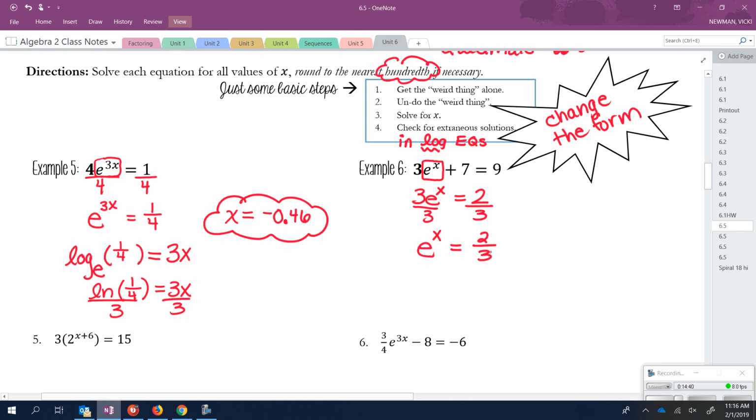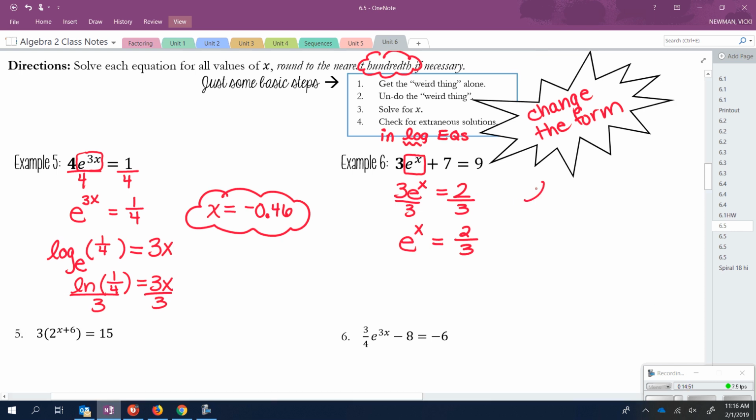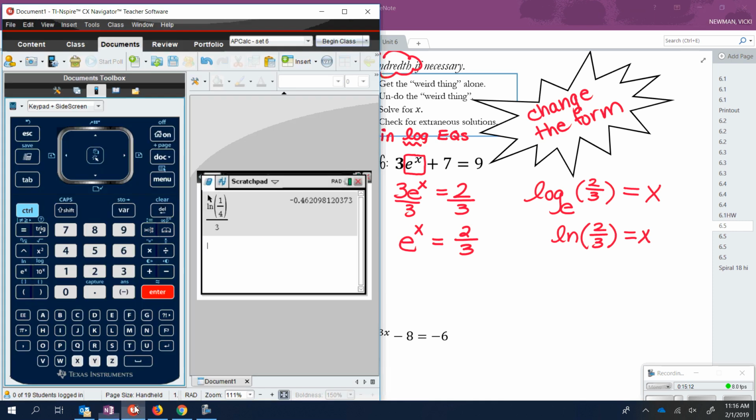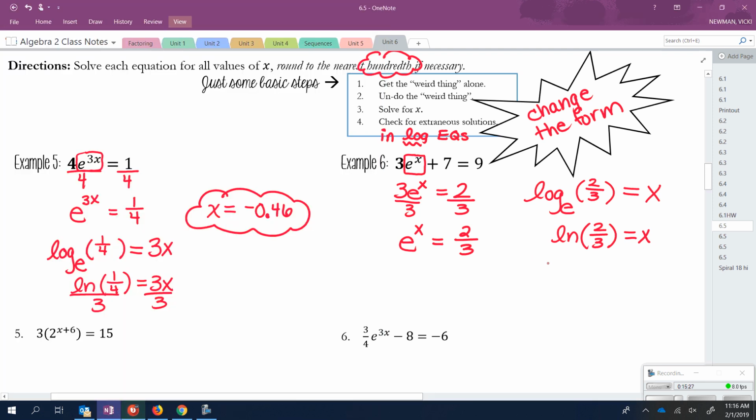Well, there's an x in the exponent, and the only way to bring down that exponent is to use a logarithm. So we have to change the form. It becomes log with a base of e of something equals the exponent. In the parentheses is the 2/3. Log base e is really natural log of 2/3 is equal to x. So let's see what the calculator has to say about that. Natural log of 2/3 is negative 0.405. The hundredth is 2 places. I'm looking at the 5 and it tells me to raise. So x equals negative 0.41.